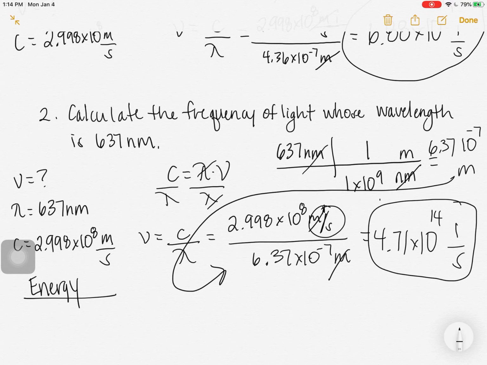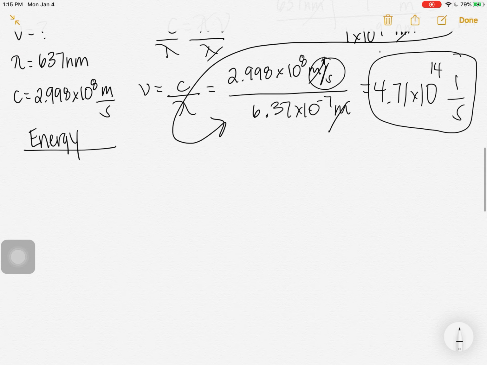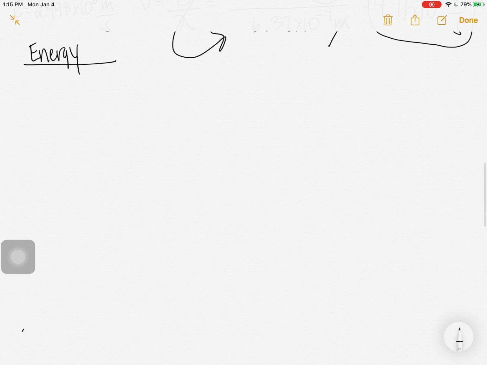So hopefully there aren't any questions on that. We're going to do a lot of practice on this because this is something that is easily jumbled on the calculator. It's easily jumbled with the algebra, and it's easy to make some mistakes. So there's one more discussion, which is how does energy relate to all of this?